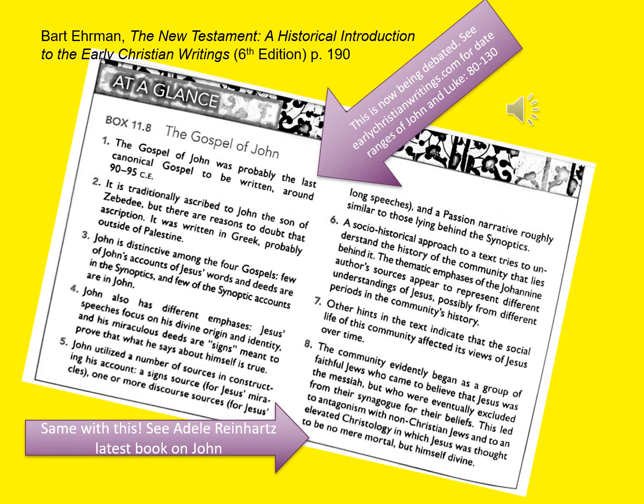And finally, the community, according to Bart Ehrman, evidently began as a group of faithful Jews who came to believe that Jesus was the Messiah, but were eventually kicked out of their synagogue for this belief because it went too far toward Jesus' divinity, which seemed very blasphemous, of course, for monotheists. And this led to an antagonism with non-Christian Jews and to an elevated Christology in which Jesus was thought to be no mere mortal, but totally divine himself. So this is one hypothesis about how the Gospel of John came to be written and what was its catalyst.